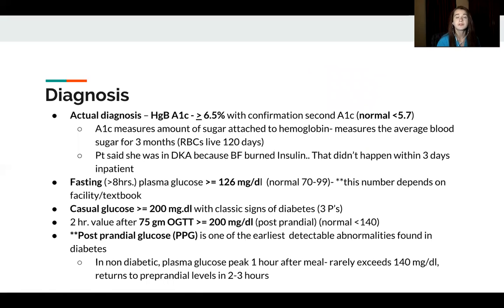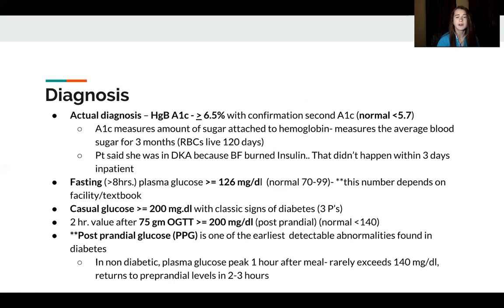Diagnosis: there are several different tests which determine whether or not a patient has diabetes. An actual diagnosis is called a hemoglobin A1C. An A1C measures a 3-month blood sugar average. It measures the amount of sugar that's attached to hemoglobin. So a hemoglobin A1C over 6.5% is an actual diagnosis for diabetes.